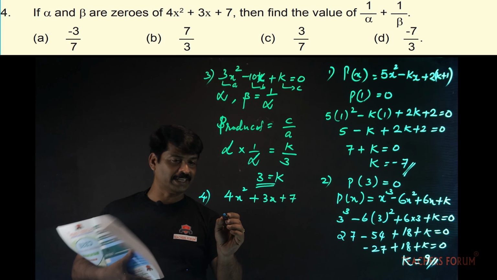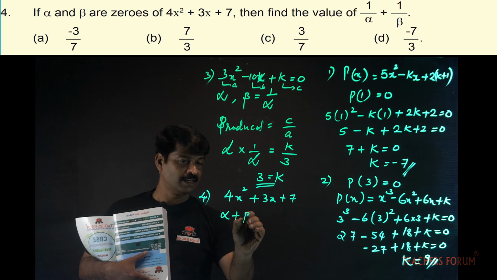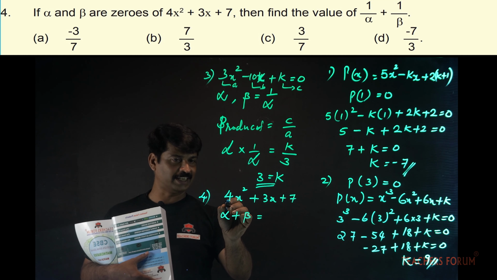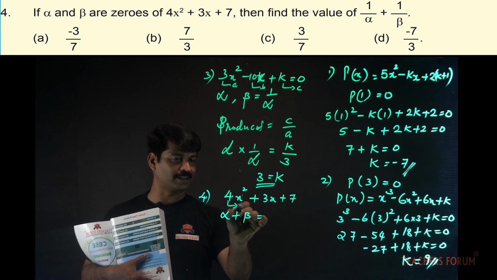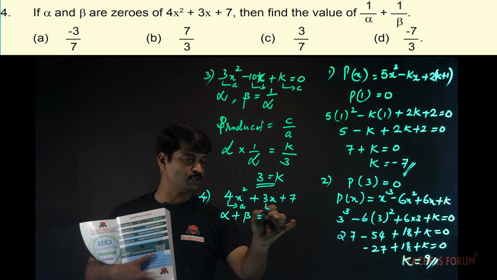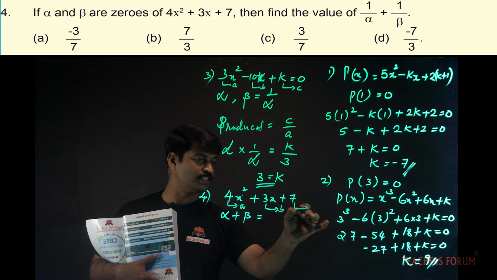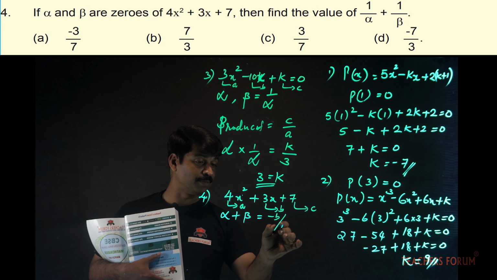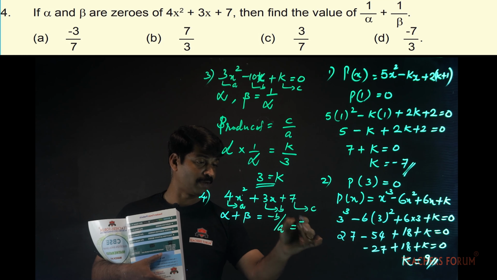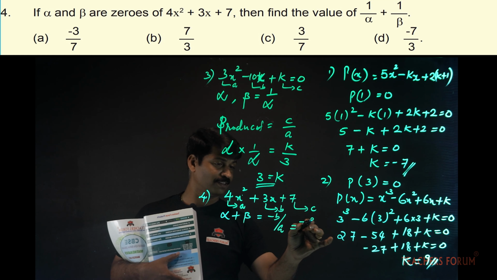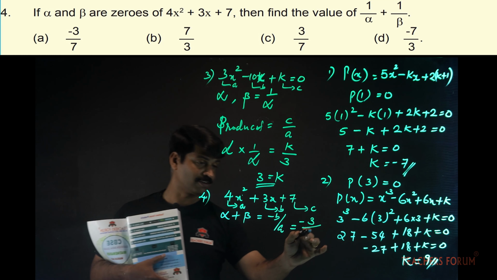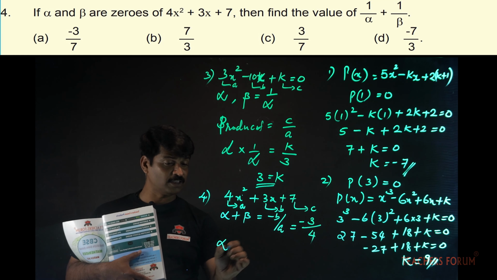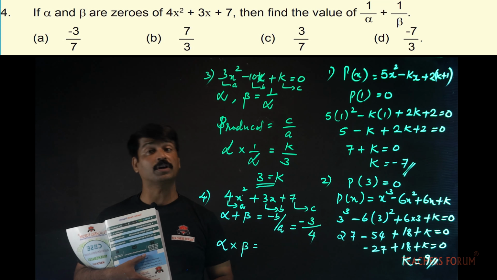Now, can you tell me what is alpha plus beta? Alpha plus beta is equal to minus b by a. You know that. Here, what is a? The coefficient of x square, that is a. Coefficient of x, that is b. The constant term, that is c. So, what is alpha plus beta? That is minus b by a. Let us substitute. That is minus, what is b? B is 3. What is a? 4. So, alpha plus beta is minus 3 by 4.